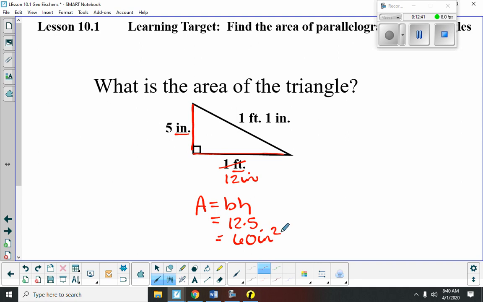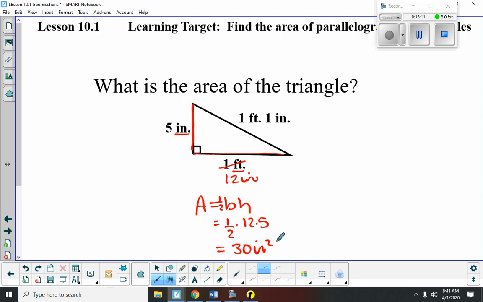And if we want to convert that, oopsie, what did I do wrong? That was a mistake here. That was the area of a parallelogram, wasn't it? I forgot to multiply that times a half, or divide by 2. Let me start over here. All right, so 1/2 base times height, or base times height divided by 2, would be 12 times 5, which is 60, divided by 2 is 30, and that is inches squared.